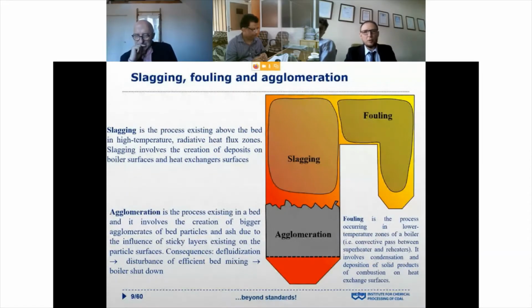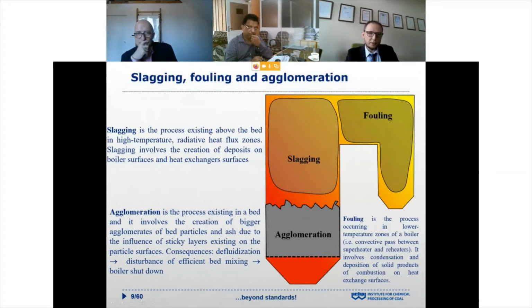Now if we know something more about the ash transformation, we can go to the slagging, fouling and agglomeration and explain the processes. So let's start from agglomeration. This process occurs only in the fluidized bed combustors, and it involves the creation of bigger particles, bigger agglomerates, as a consequence of the coating of the bed by sticky layers.